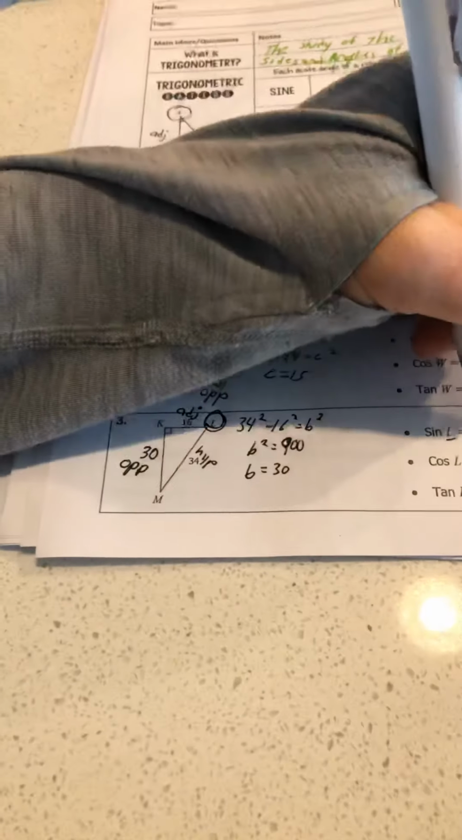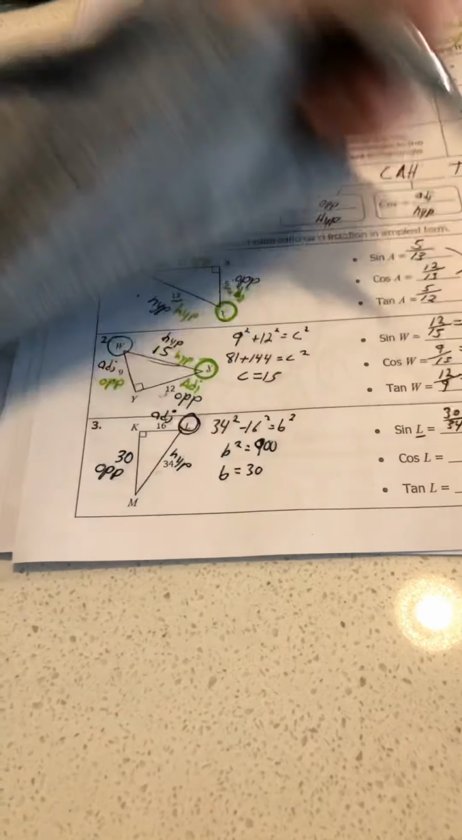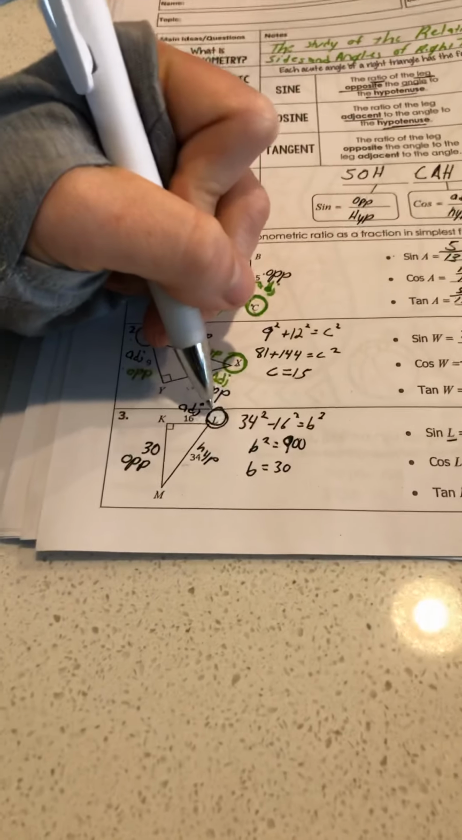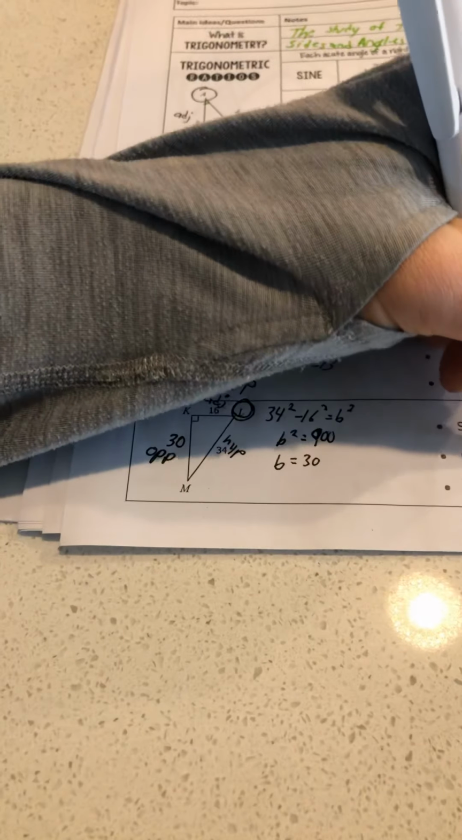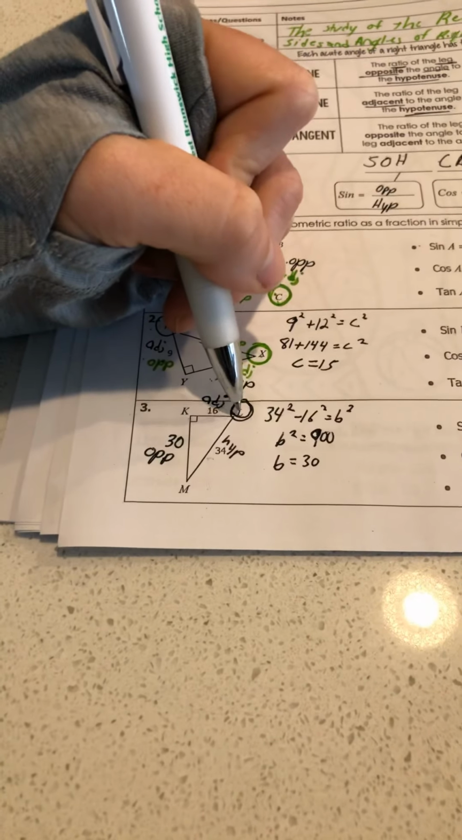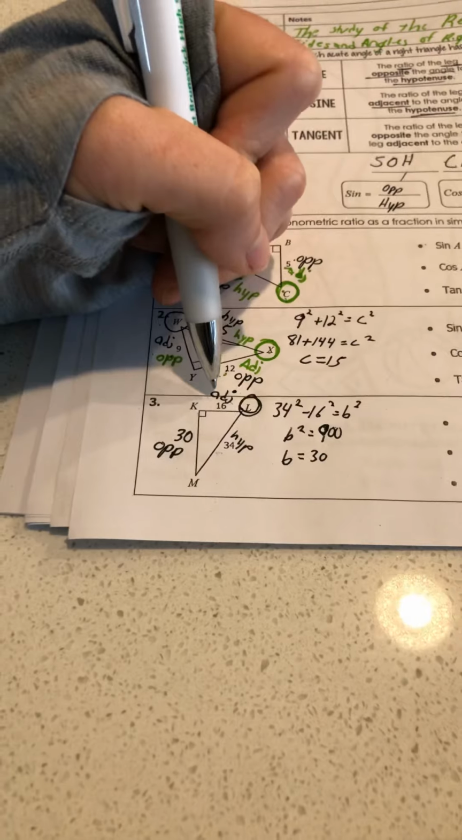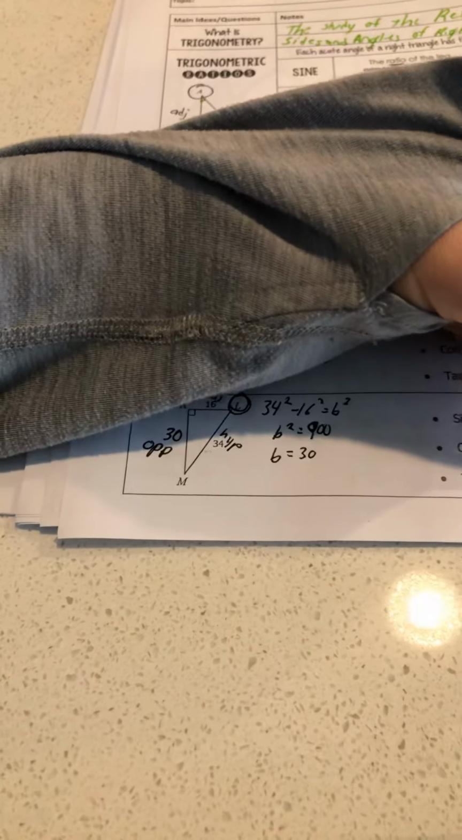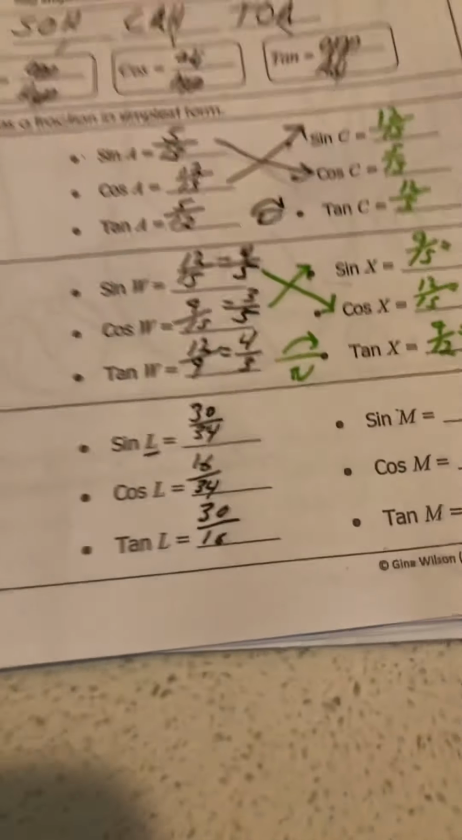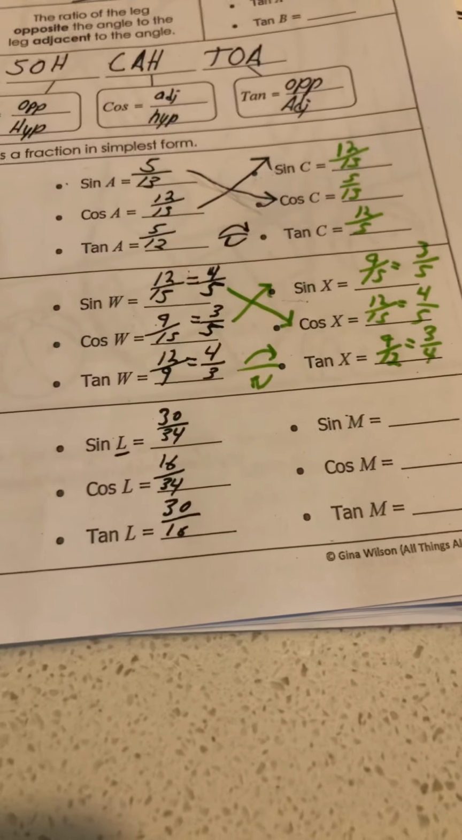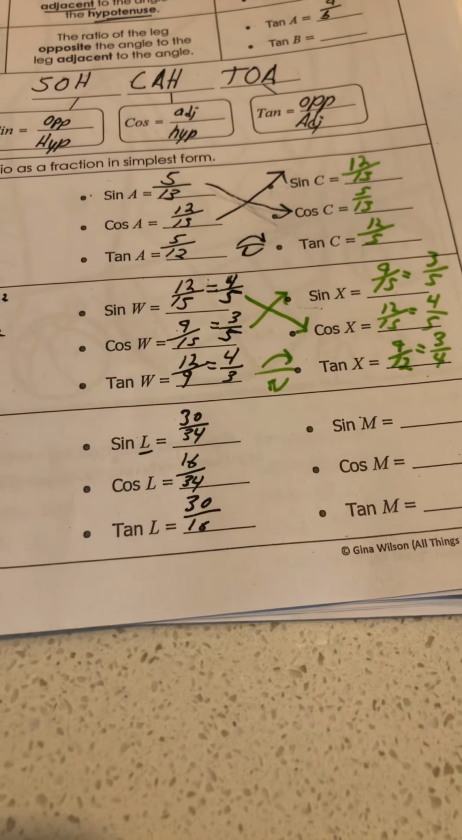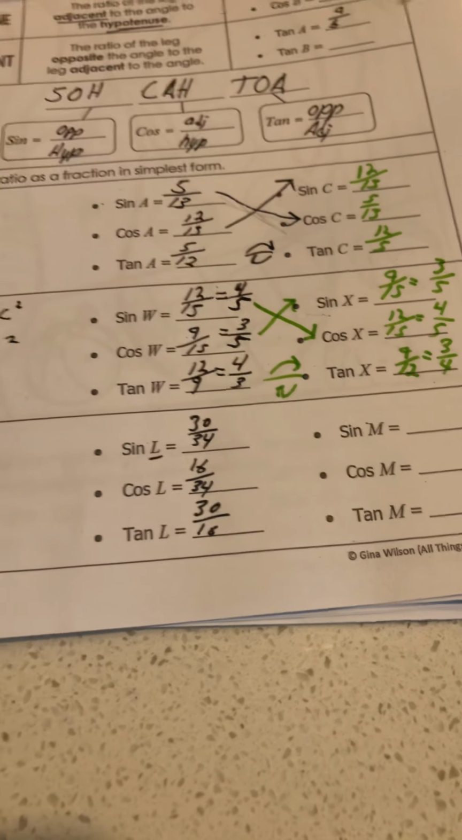So sine of angle L, some old hippie, so 30 over 34. Cosine, caught another hippie, 16 over 34. And tangent, tripping on applesauce, 30 over 16. Now, looking at those fractions, are we done or do we need to simplify? Yeah, you're right, we do need to simplify.